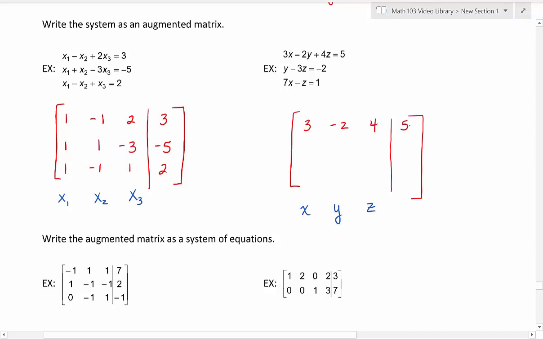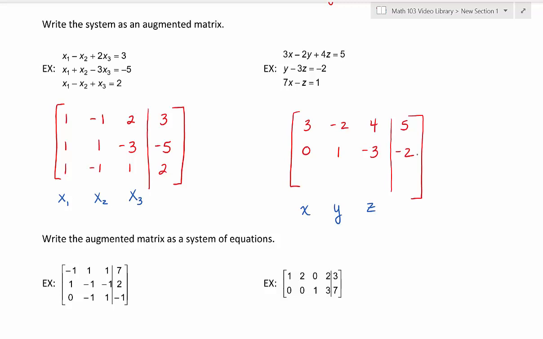Now, if you'll notice in our second equation, y minus 3z equals negative 2, there is no x term. We are going to put a placeholder of 0 into our augmented matrix for any term that isn't there. So we have 0x, 1y, minus 3z, and then equal to negative 2. You should never have any blanks in a matrix. So if something isn't there, we put in a placeholder of 0.